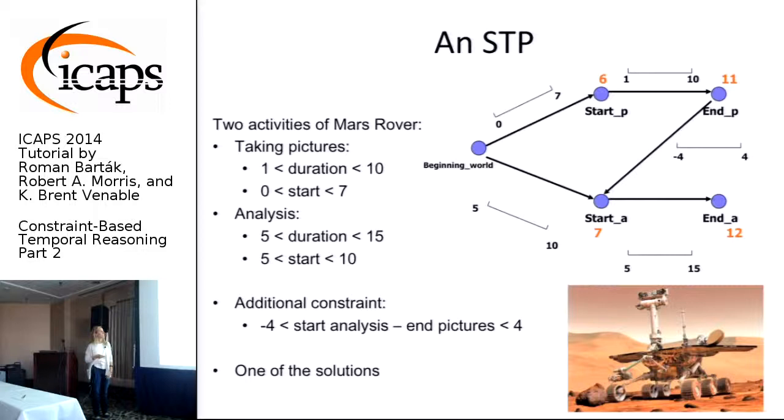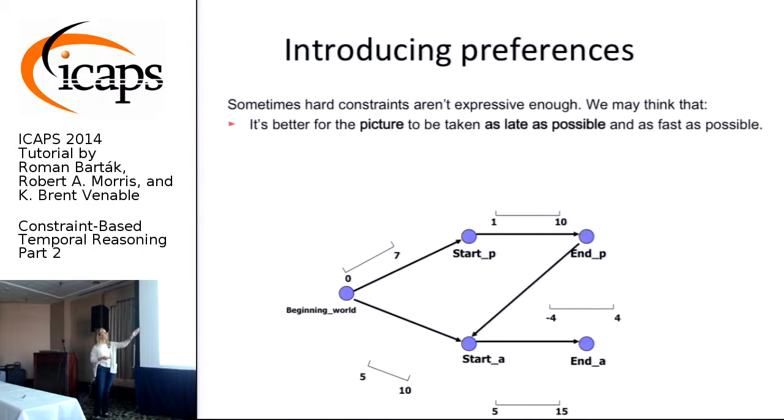But now maybe we want to put preferences on this, so it's better if the picture is taken as late as possible, so maybe we'll have better illumination. So we can add these preferences that say, for example, you see here, what I'm adding is a preference function over this interval, stating that the later is better for the start of taking the picture. And also the process of taking the picture, which is not a click on Mars, is longer. The procedure has to happen as fast as possible so we don't expose our very expensive camera, and so on.